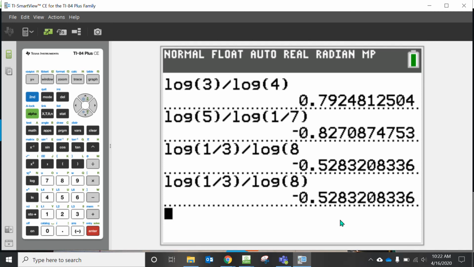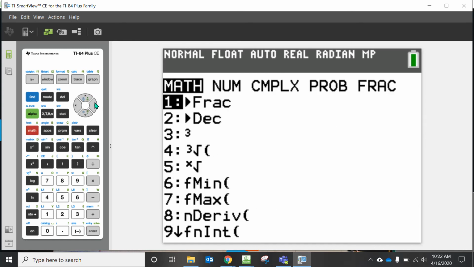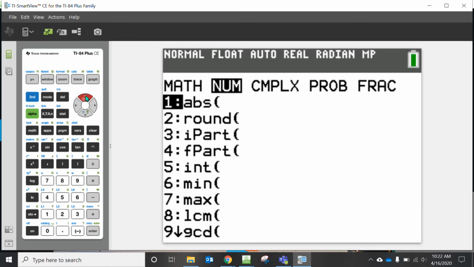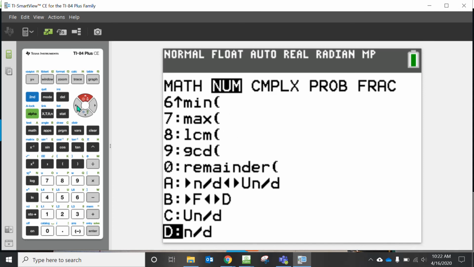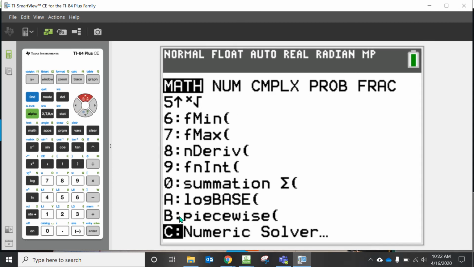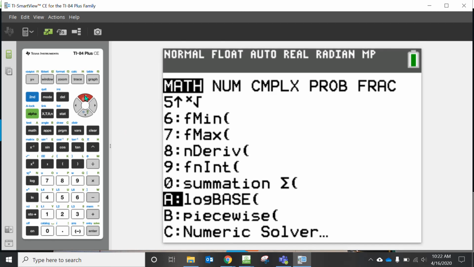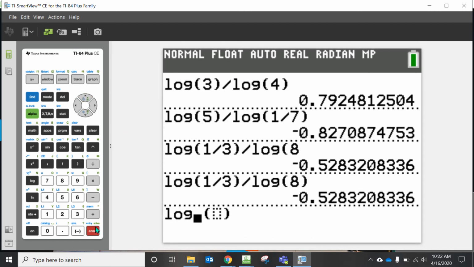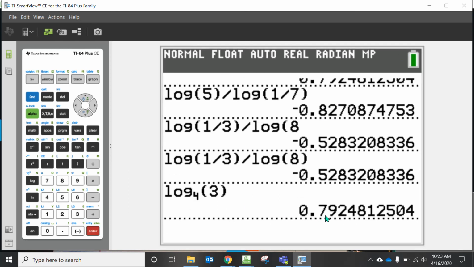So let's check out our first answer of 0.792. So if you have the TI, you can go math, it's under math, I'm sorry. You hit math, press up, and it's A right there, log base. So that first problem was log base 4 of 3, and hopefully we get the same answer here. And we do, same exact answer. Okay, so it's just a method you could use depending on the calculator you have.